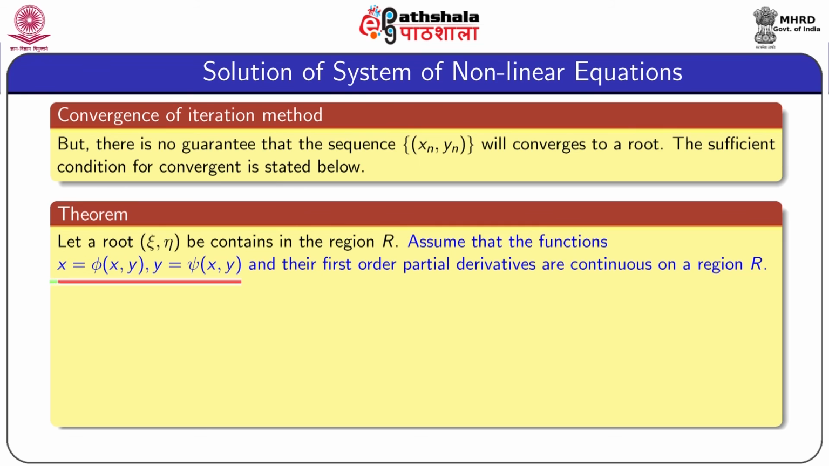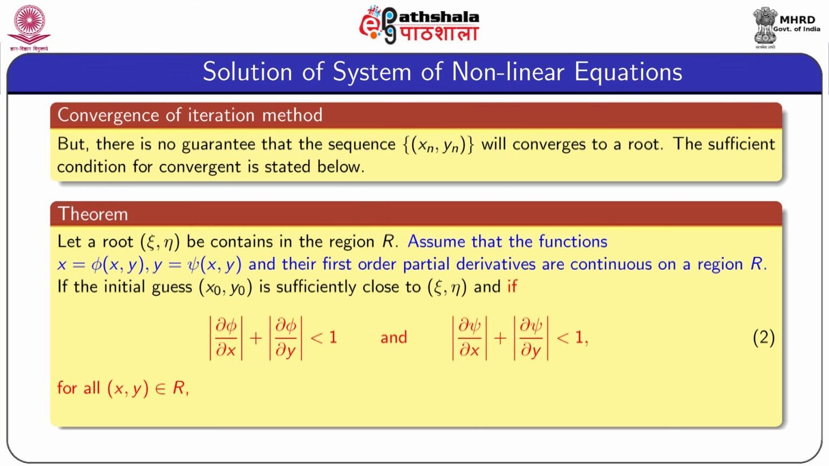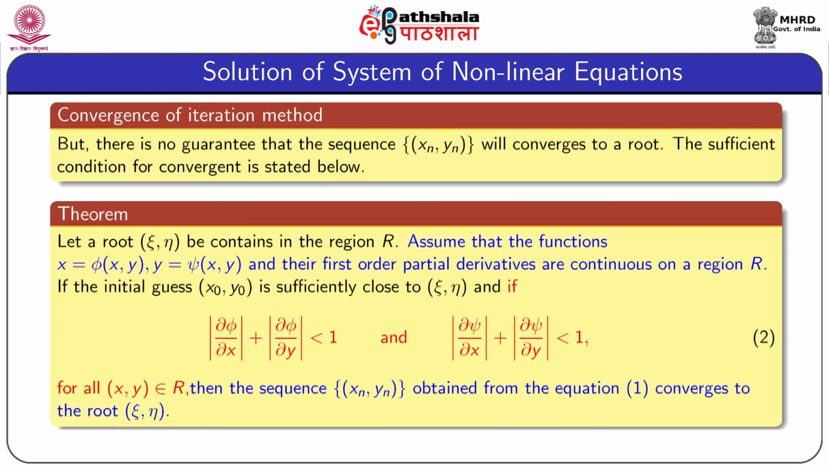Assume that the functions x equal to phi(x, y) and y equal to psi(x, y) and their first order partial derivatives are continuous within the region R, and the initial guess x0, y0 is sufficiently close to the exact root xi, eta, and the absolute value of the partial derivative of phi with respect to x plus the absolute value of the first derivative of phi with respect to y is less than 1, and the absolute value of the first partial derivative of psi with respect to x plus the absolute value of the first partial derivative of psi with respect to y is less than 1 for all values of x, y within the region R, then the iteration scheme xn, yn obtained from equation 1 converges to the exact root xi, eta.